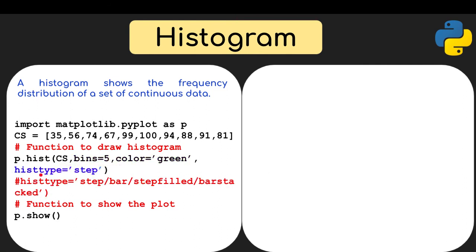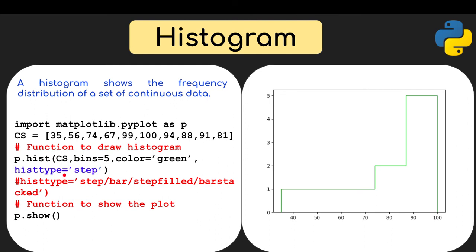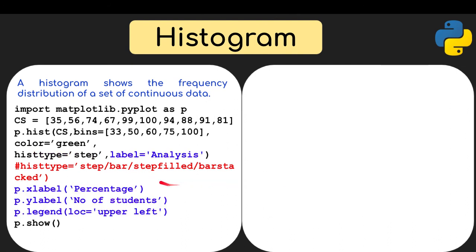Similarly, if you don't want to show the filled color, you just want to show the outlining, you will be using his type as steps, and you will get that. These are the other values for his type. Apart from step, we have bar, we have step fill, we have bar stacked. Then if you want to provide the label, X label, Y label, okay, this is also good.